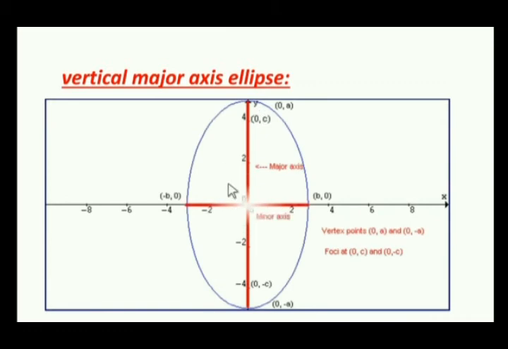Vertical major axis. What will happen when the major axis is along the y-axis? Look at this diagram. This is another shape of ellipse, which is called a vertical ellipse. This is the major axis, which is along the y-axis, and this one is the minor axis, which is along the x-axis. Same is the case as in the horizontal ellipse.